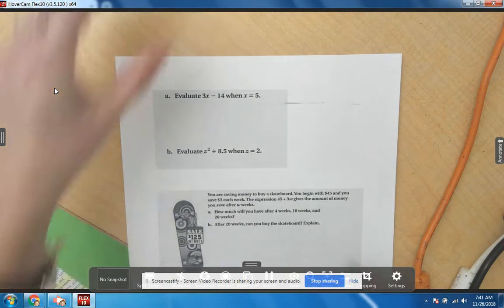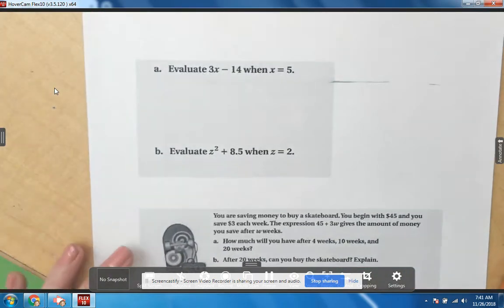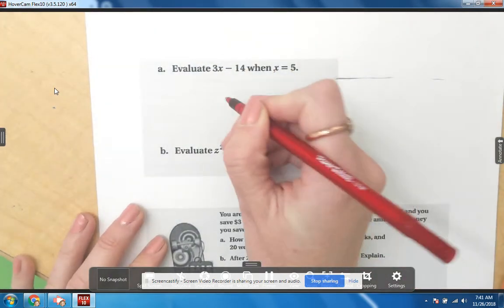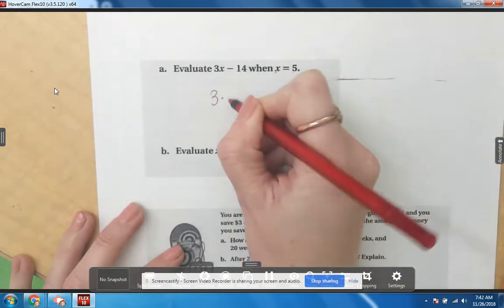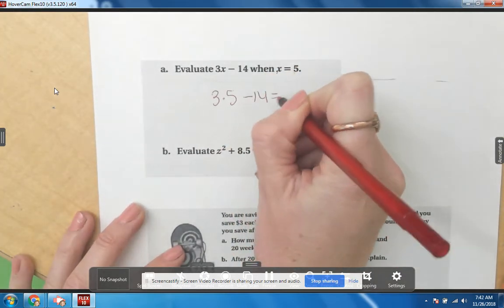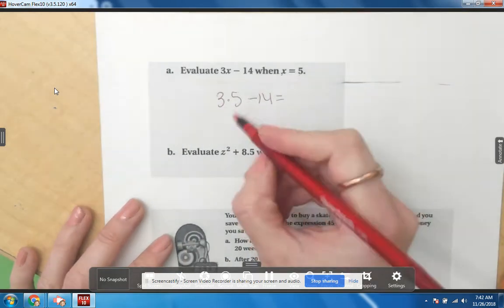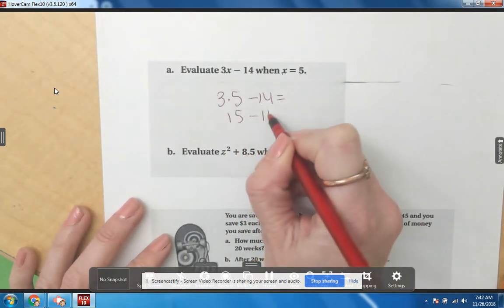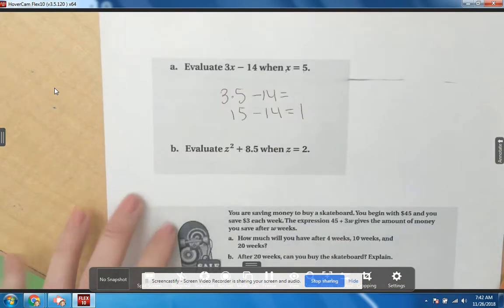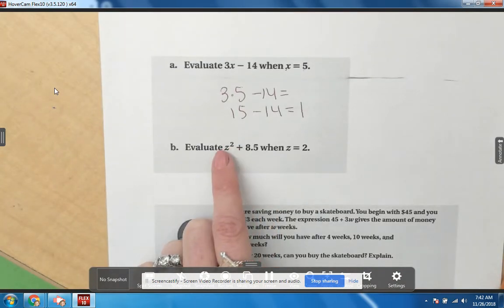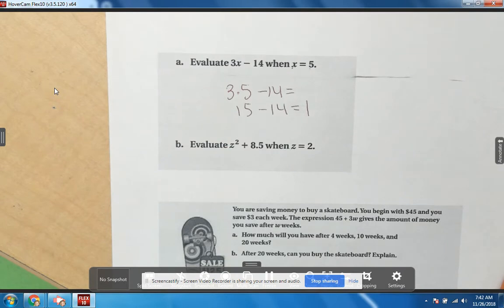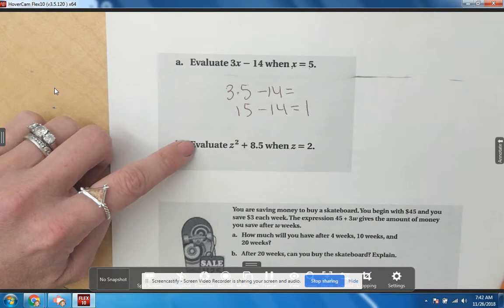Okay, now we're going to try order of operations ones. So you're going to change the X to a 5 for this one. I'll do this one for you. So 3 times 5 minus 14. And now I'm going to do the order of operations. So 3 times 5 is 15. Take away 14 equals 1. I want you to try this one. This is z to the 2nd power. So 2 to the 2nd power plus 8.5. So that's a review on how to add decimals. So you try that one.